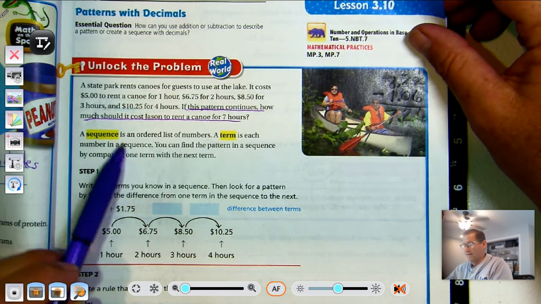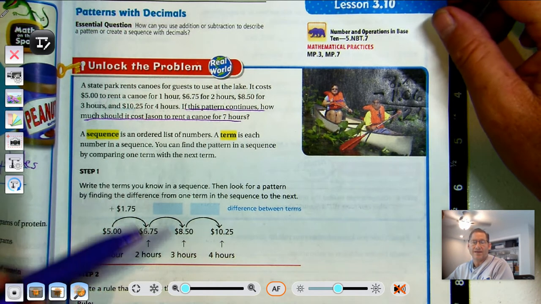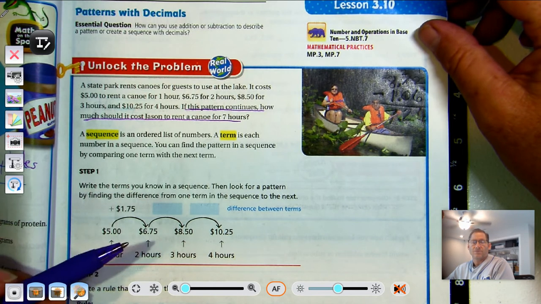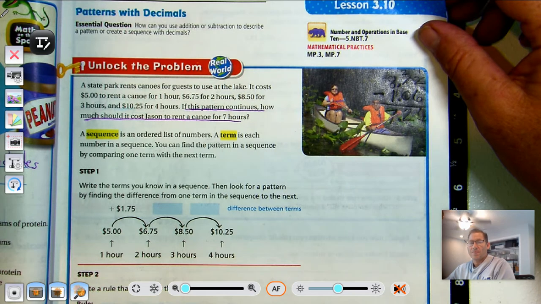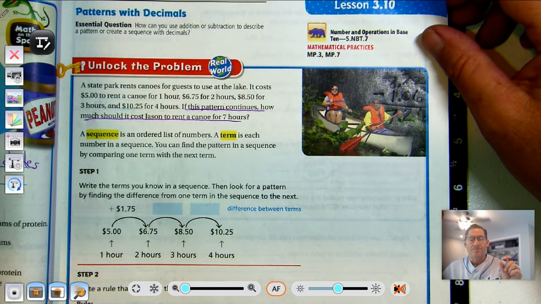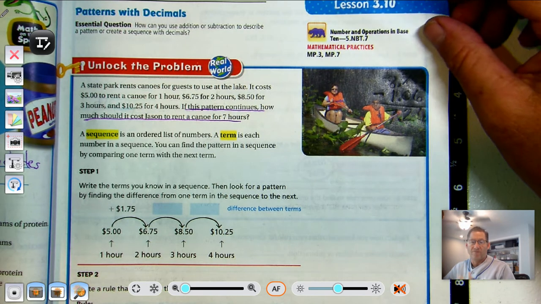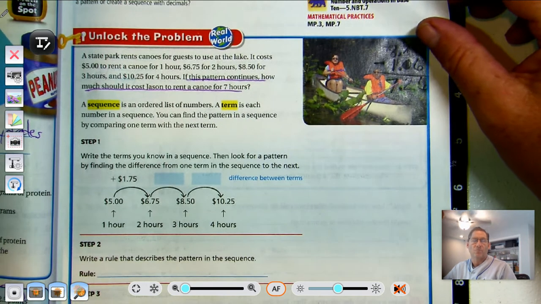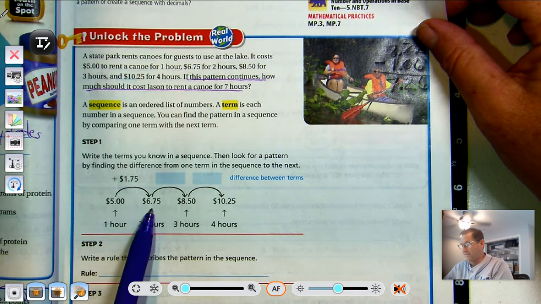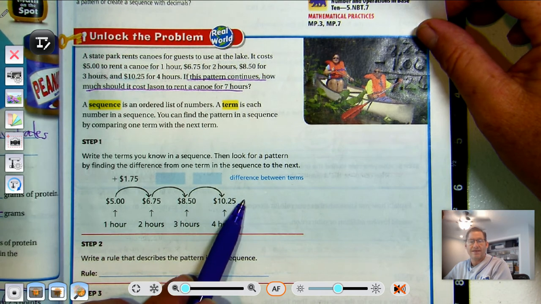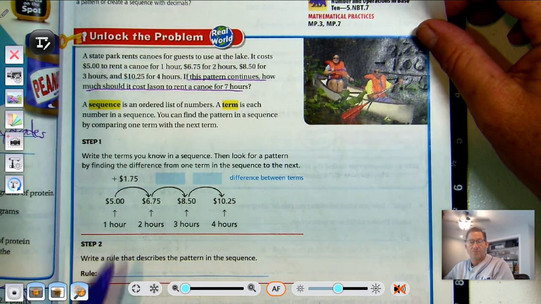So this is a sequence, and that means it's an ordered list of numbers. A term is each number in a sequence. So we can find the pattern in a sequence by comparing one term with the next term. The pattern needs to be the same for each number in the pattern for it to follow a rule. So step one, write the terms you know in a sequence. So they gave us $5. They gave us $6.75, $8.50, and $10.25. And these were the number of hours for each of those terms.